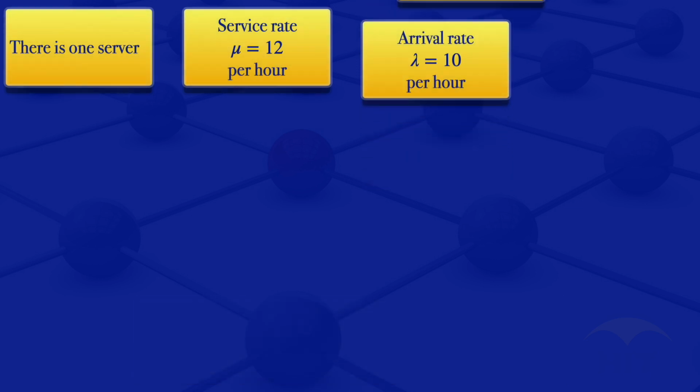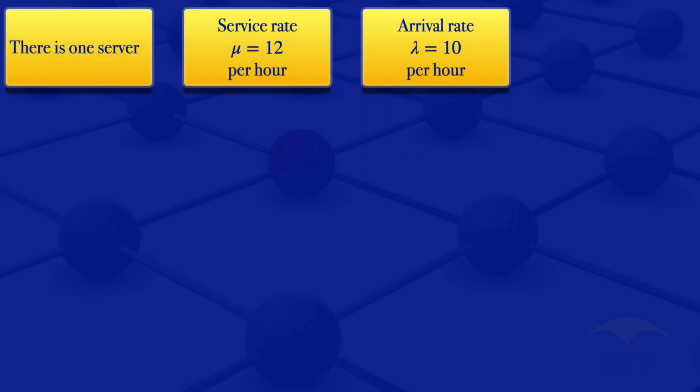So now that they are of the same units, we can go on and calculate the occupation rate, rho. The occupation rate rho equals lambda divided by mu, which gives us 10 divided by 12, which simplifies to 5/6. We now go on and look at the performance measures.